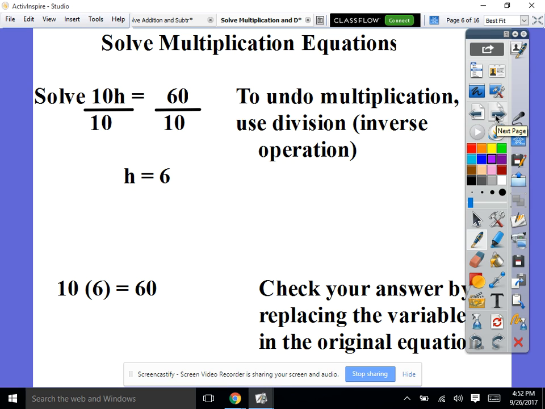All right, so if we want to undo multiplication to get our variable by itself, we want to use division, which is the inverse operation. So if we have 10h, 10 times h equals 60. If we divide by 10, 10 divided by 10 will give us 1h. 60 divided by 10 gives us 6. So h equals 6. And to check it, we can put this back into the original equation. 10 times h, which is 6, equals 60. So we know that is correct.